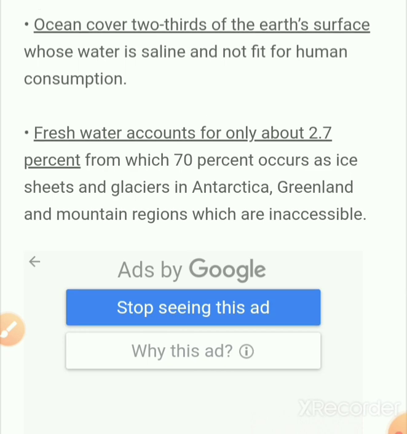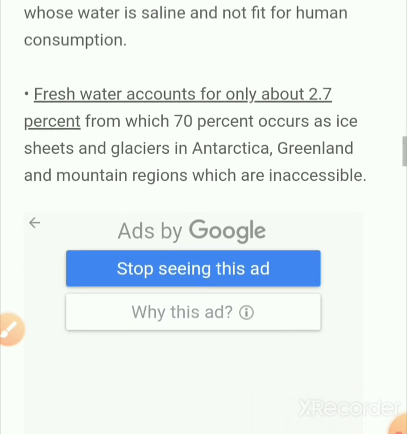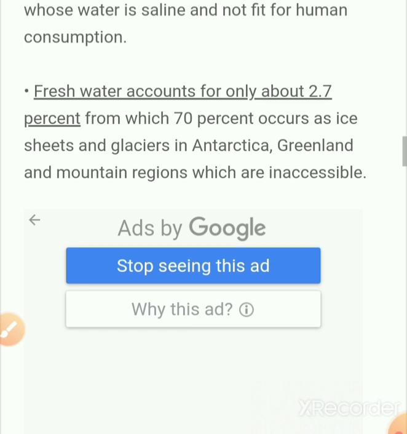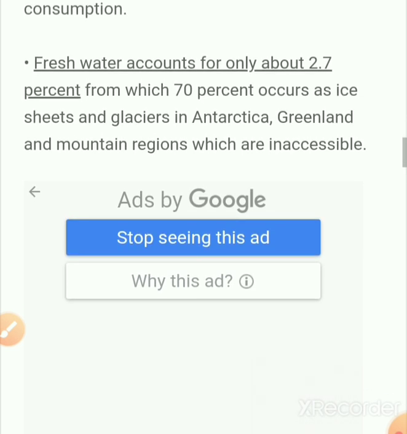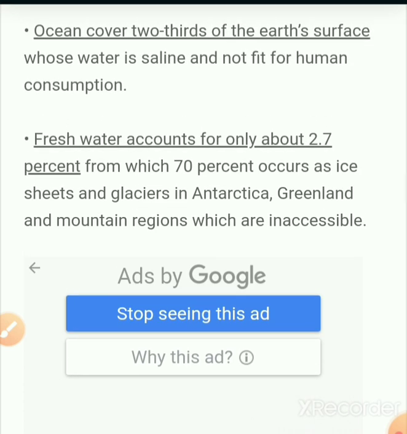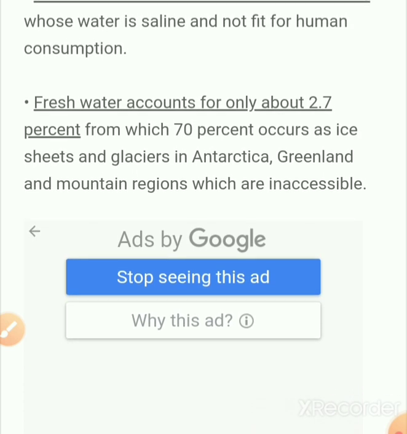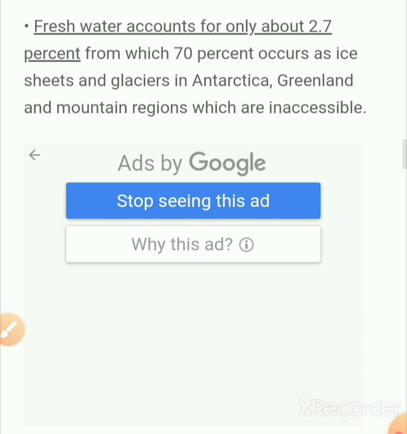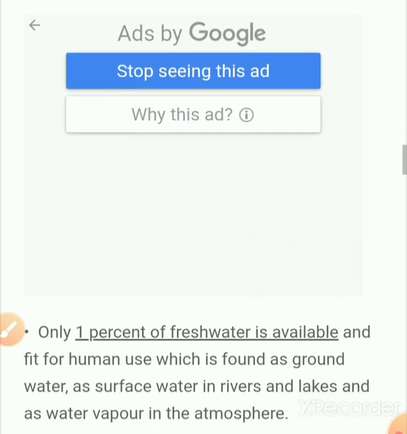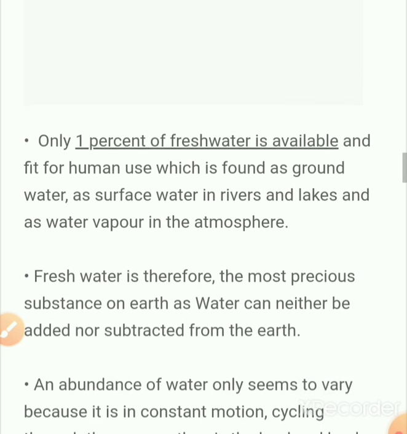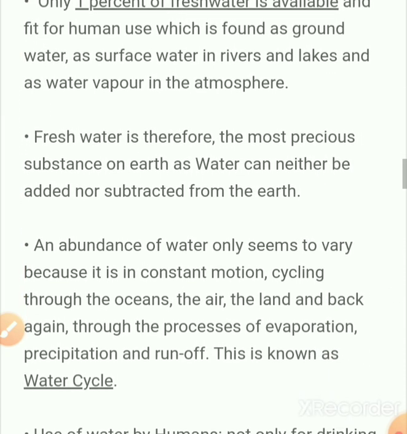We have 70% water, and in that the drinking water is only 2.7%, that much only fresh water we have to use for drinking purposes. Of that 2.7%, most is in glaciers or ice in Greenland and other areas, where we cannot access it easily.